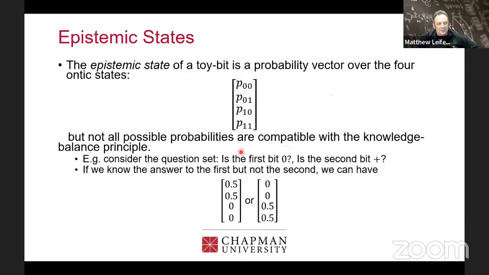Suppose we know the answer to the first question, but not the second. Then we can't know anything about the second. Okay, so we can know whether the first bit's 0 or 1, but then we must be completely uncertain about the second bit. So that means if the first bit's 0, we would have this probability distribution, and if the first bit's 1, we would have this probability distribution. So those are the probability distributions compatible with the knowledge balance principle in that case.